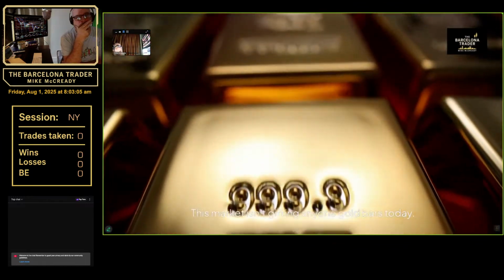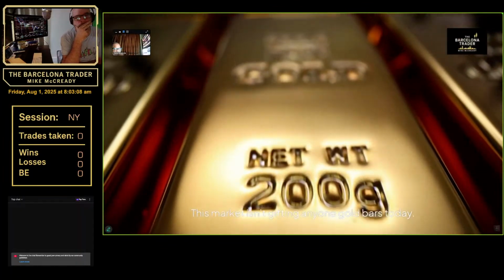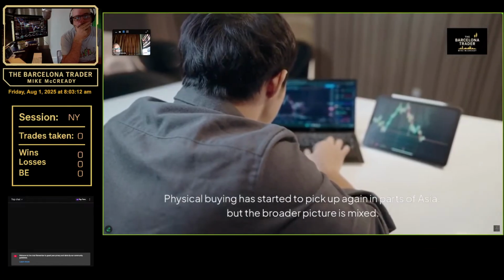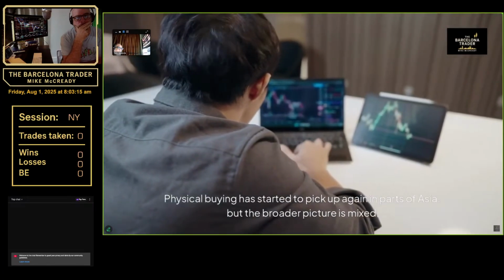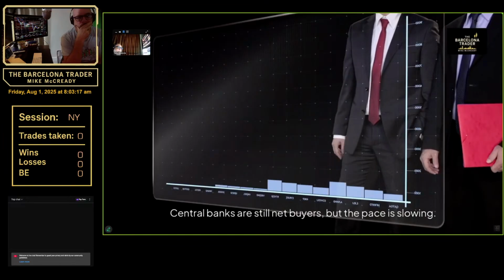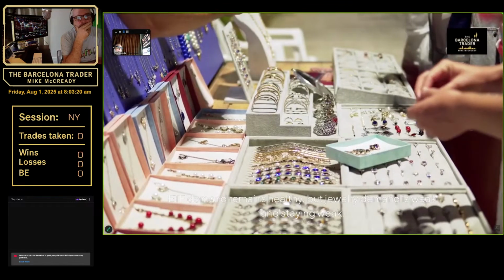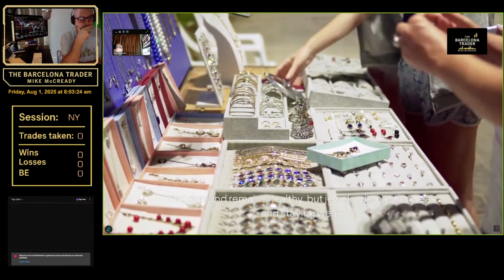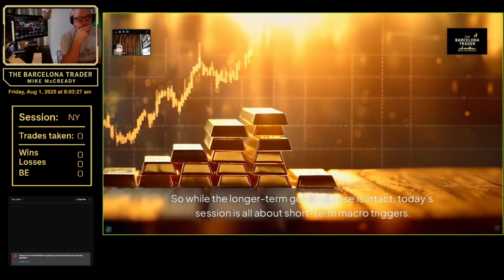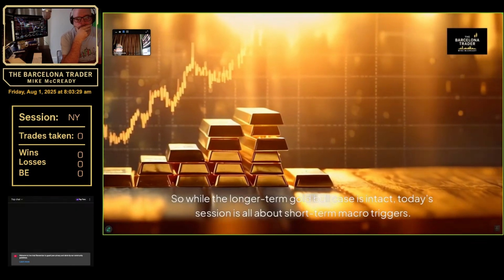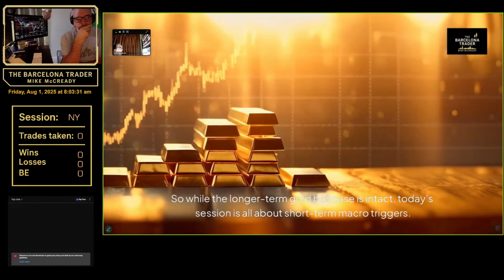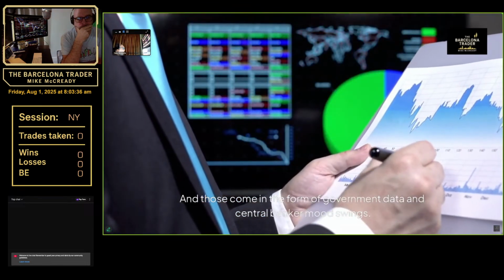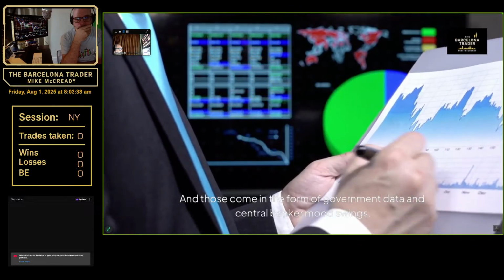This market isn't gifting anyone gold bars today. Sentiment is mixed. Physical buying has started to pick up again in parts of Asia, but the broader picture is mixed. Central banks are still net buyers, but the pace is slowing. ETF demand remains healthy, but jewelry demand is weak and staying weak. So while the longer-term gold bull case is intact, today's session is all about short-term macro triggers, and those come in the form of government data and central banker mood swings.